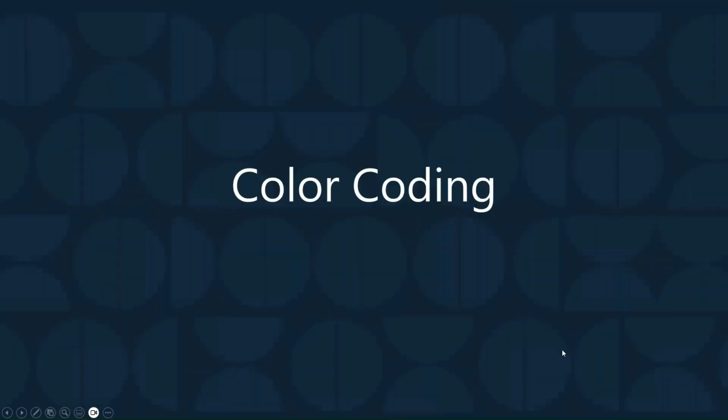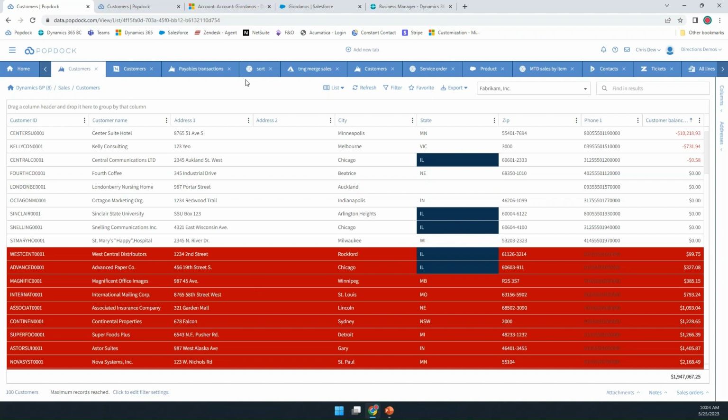So the very first feature that we've added is color coding. This is kind of an exciting one. I'm gonna show it right now. We have the capability on a list to define rules and say, hey, when this specific criteria has been met, I want to do something with it. So in the example that you're seeing right now, I have a couple of rules applied to this particular list.